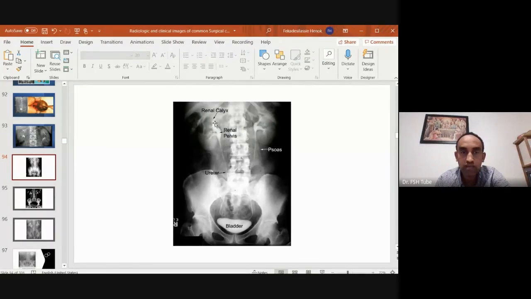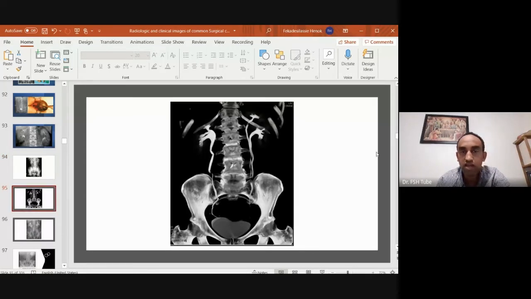So you can see the pelvicalyceal system, which is normal. They are not blunted, they are not obliterated. They are concave shaped. And you can see the renal pelvis, very beautiful. You can see the ureter very well outlined. You can see the bladder. So this is an IVP, intravenous pyelography, intravenous urography. Okay? Those terminologies are possible. That's normal. What's abnormal here? Or is it normal?